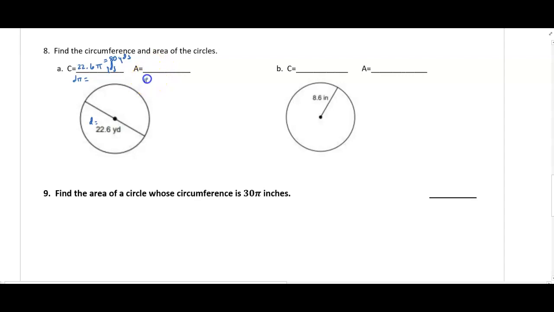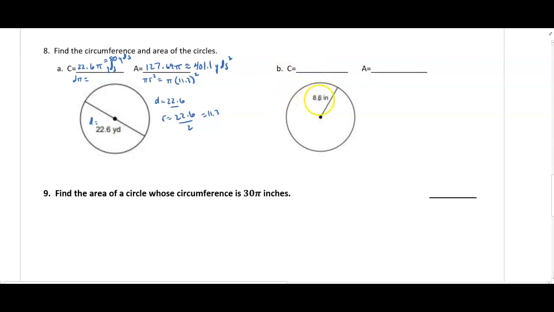Now, remember the area of a circle is pi times the radius squared. So pi times, if I'm given the diameter is 22.6, I'm going to find the radius by taking half of that. So if I take 22.6 divided by 2, you get 11.3. So it's pi times 11.3 squared, which gives you 127.69 pi, which is approximately 401.1. And that would be yards squared.